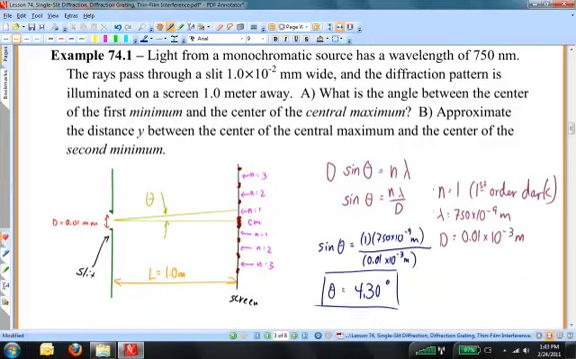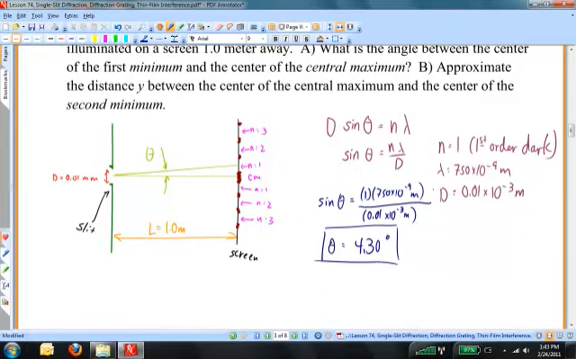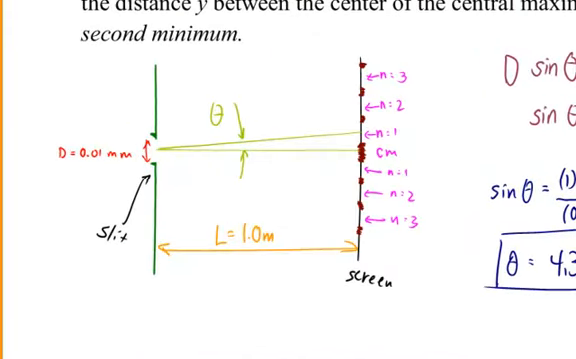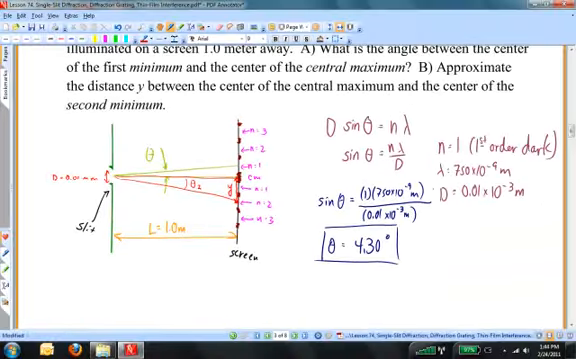In part B, we want to approximate the distance y between the center of the central maximum and the center of the second minimum. Let me sketch that. I've gone to the other side and I'm measuring this distance y between the center of the central maximum and the second order dark fringe. n is equal to 2. Again, I can write the single-slit diffraction equation.